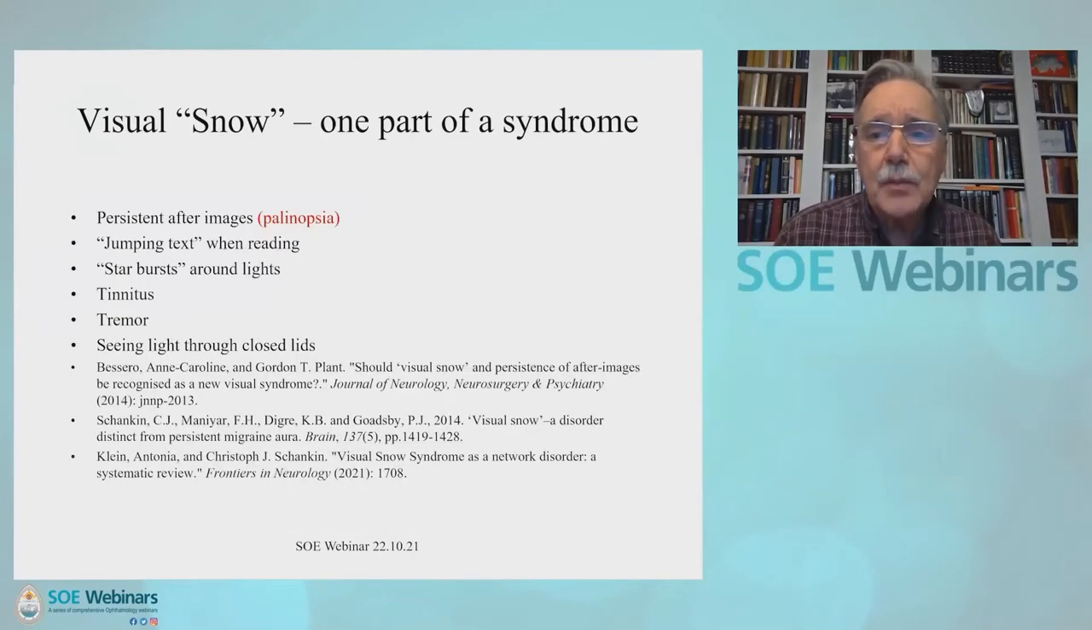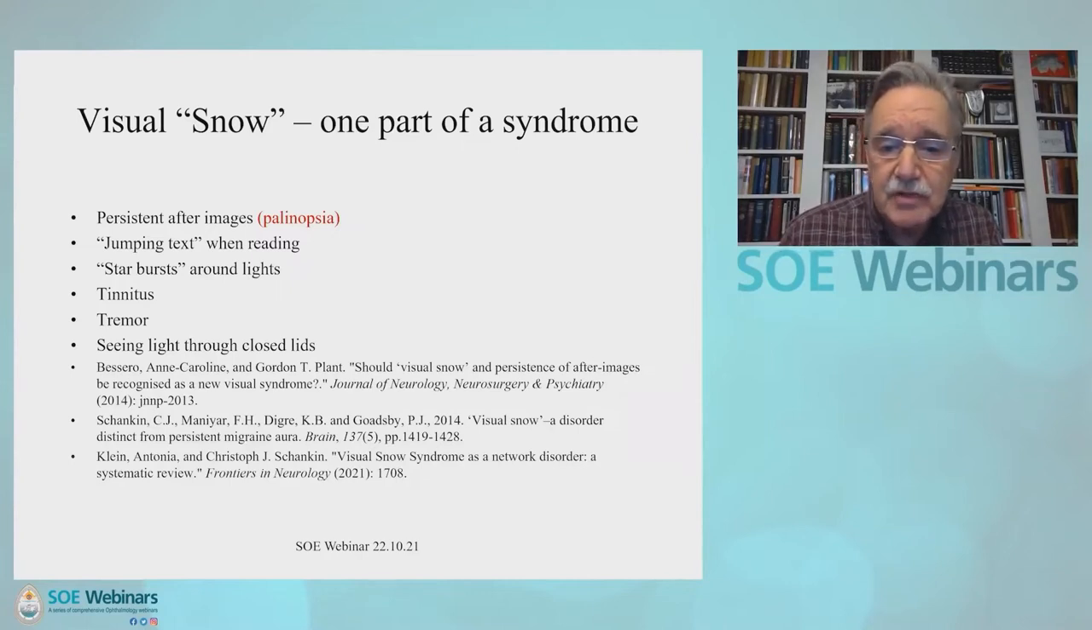Visual snow is one part of a syndrome. The patients often complain of various combinations of these other symptoms, what I call persistent after images, other people call palinopsia, jumping text when reading, starbursts around lights, tinnitus, tremor is a feature, and also seeing light through closed lids. So visual snow was put on the map in 2014 when we and others described this as a new syndrome.